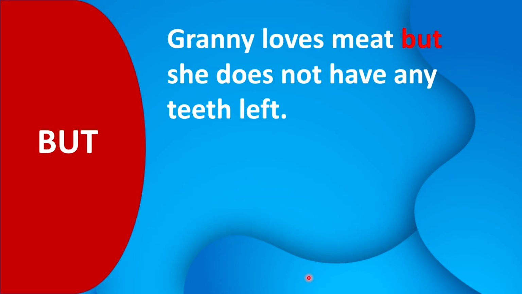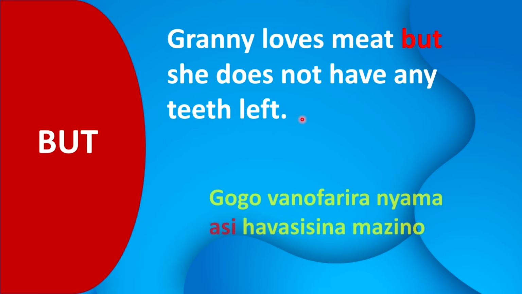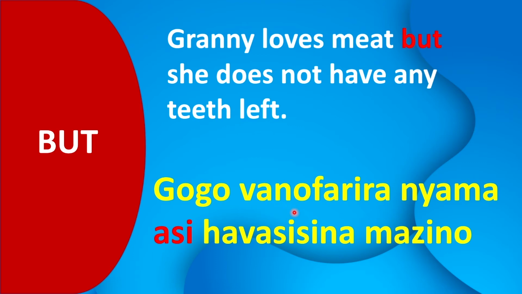Okay, next example. Granny loves meat, but she does not have any teeth left. The translation, gogo vanofarira nyama. Granny, in Shona it's gogo, loves meat, vanofarira nyama. Meat is nyama. Asi, but she does not have any teeth left. Havasisina mazino. That's she does not have any teeth left. It's translated to havasisina mazino.